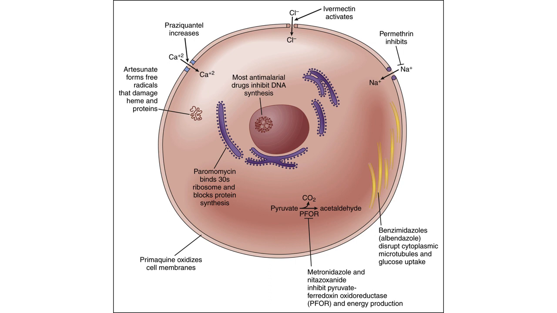Benzimidazoles are used for both malaria and amoebiasis and extraintestinal multicellular protozoans like the worms. An example of that would be albendazole, and it disrupts cytoplasmic microtubules and glucose uptake. If the microtubule is inhibited, cellular function ceases, the cell won't be able to divide, and its organelles won't be able to translocate within the cell.